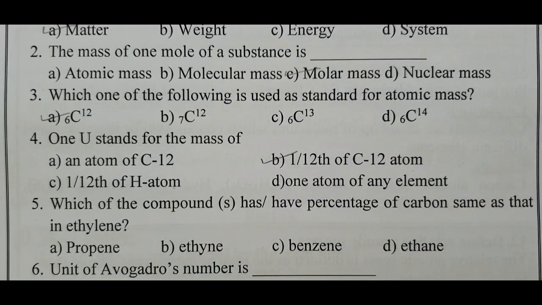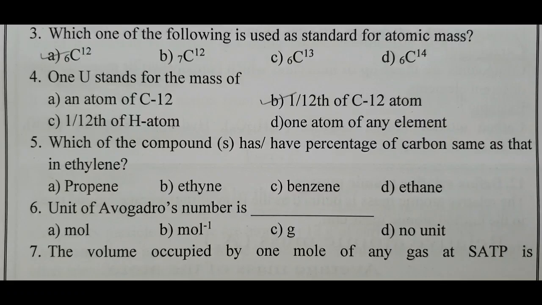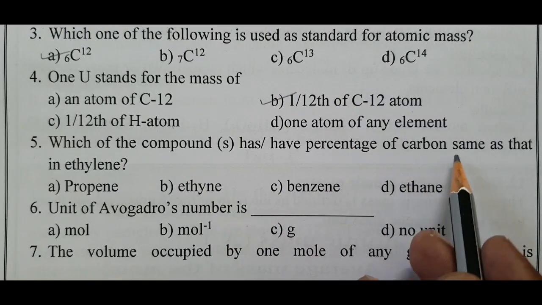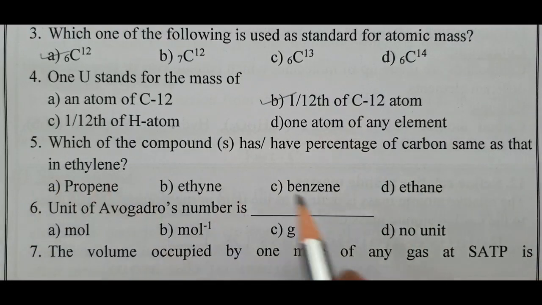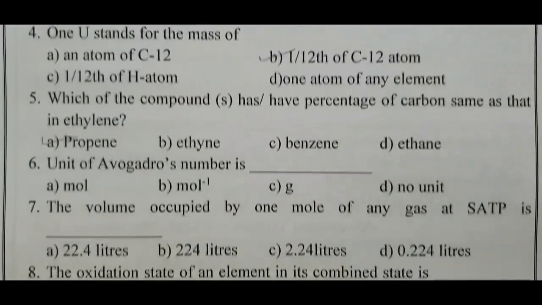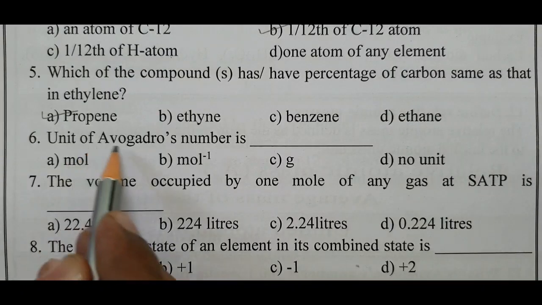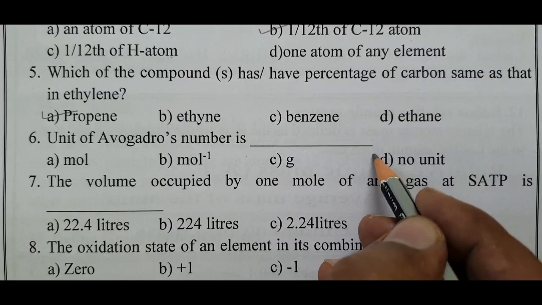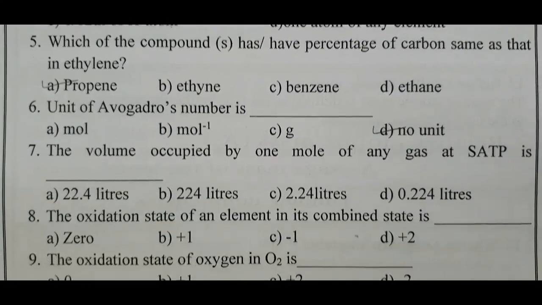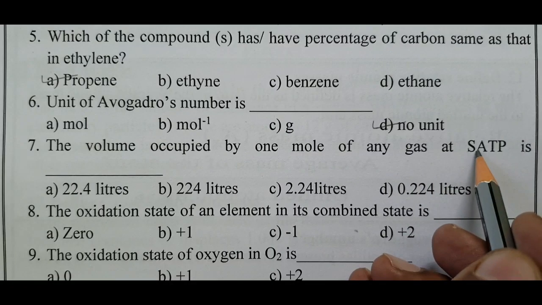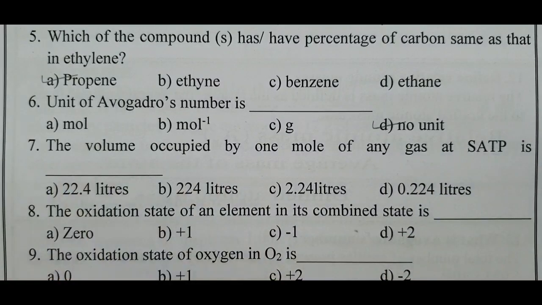Question number 5, which of the compound or compounds have percentage of carbon same as that in ethylene? It is our book by question. Propene. Question number 6, unit of Avogadro number 6.022 × 10^23 is no unit. And the volume occupied by 1 mole of any gas at standard atmospheric temperature and pressure is 22.4 liter.